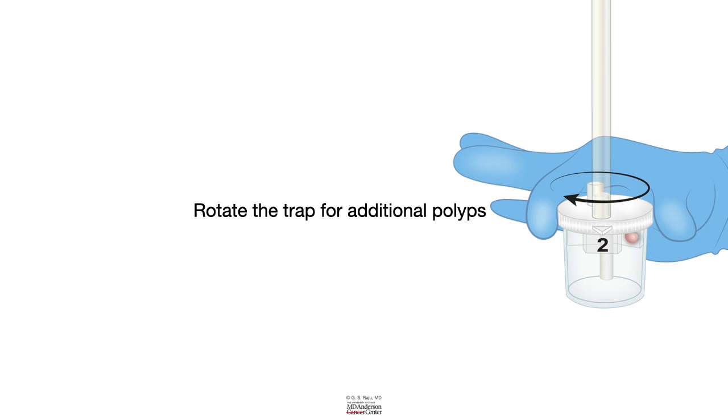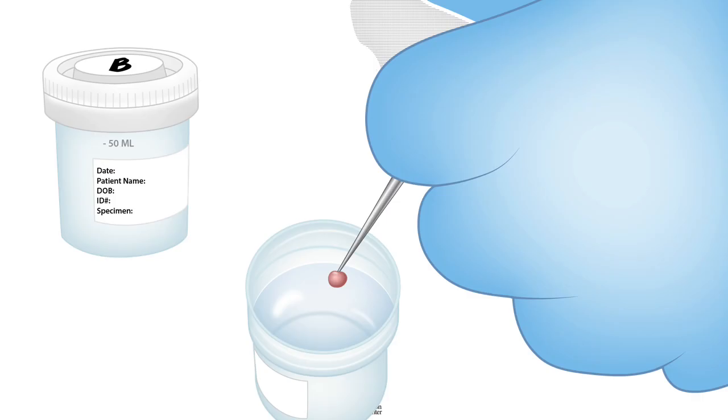Once the procedure is over, you retrieve the polyp from the polyp trap using a toothpick and deposit it in the formalin container. So this is how we remove polyps that are small and can be suctioned through the biopsy/suction channel of the endoscope.